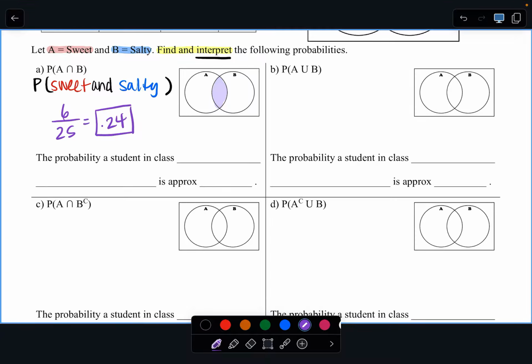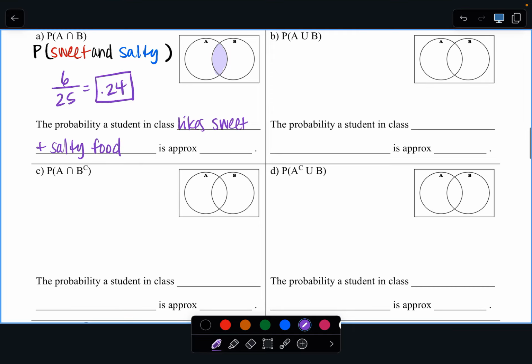Now, I'm going to go in and write my sentence. The probability a student in class likes sweet and salty food is, now I included the word approximately. Technically, before I knew that you really didn't have to round any of these numbers. So because you didn't have to round, you really don't need the word approximately. So I'm just going to say 24%.